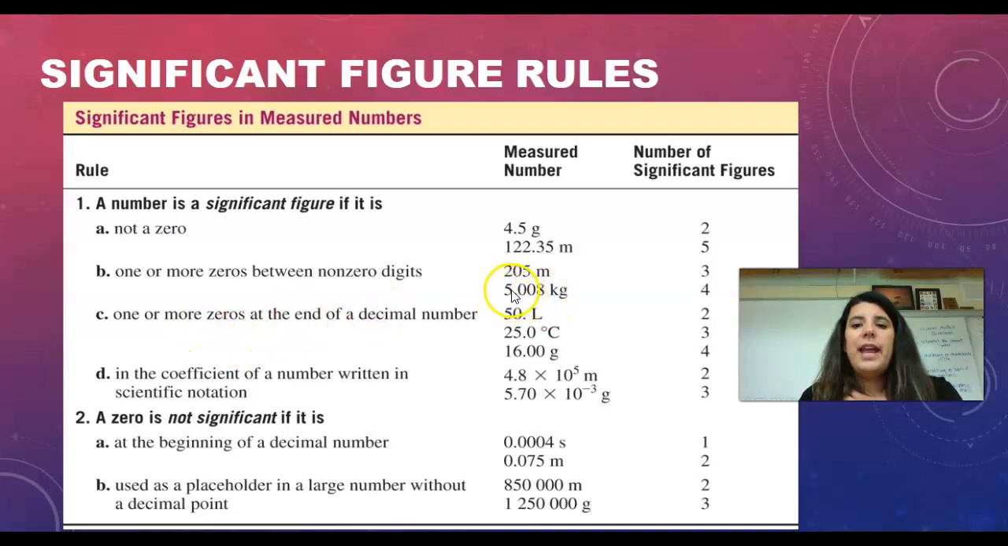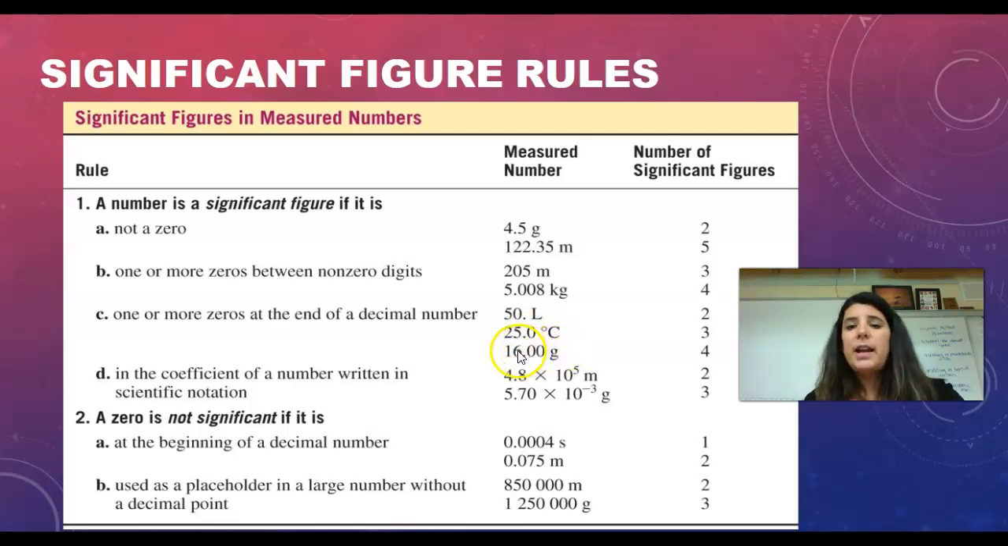5.008. Again, you have 2 zeros in between 2 non-zero numbers, the 5 and the 8, so they are significant. So in 5.008 kilograms, there are 4 significant figures. If you have one or more zero at the end of a decimal number, those numbers would be significant. So 5.0, okay, there are 2 significant figures. If you have 25.0, there are 3 significant figures because this 0 is on the end of a decimal.